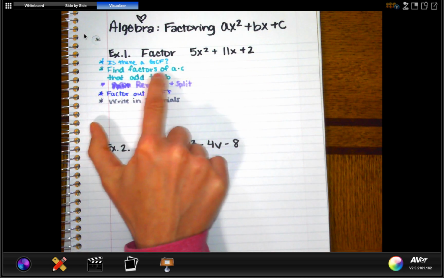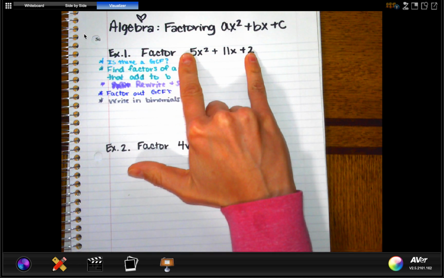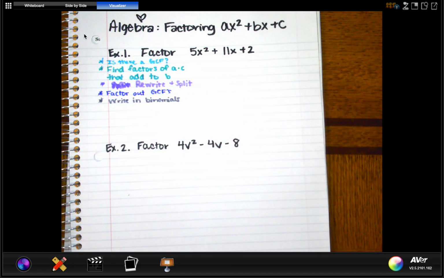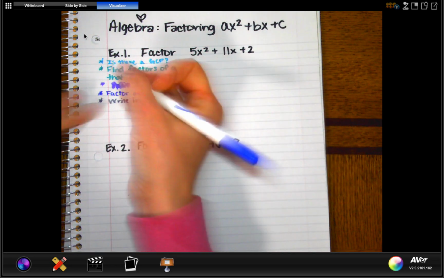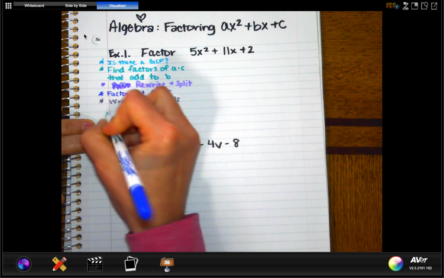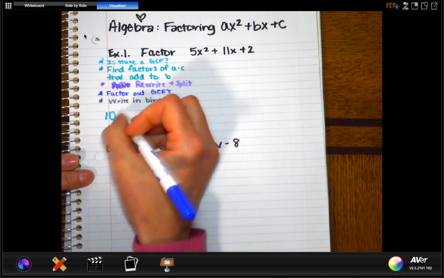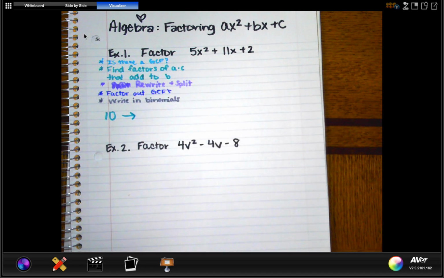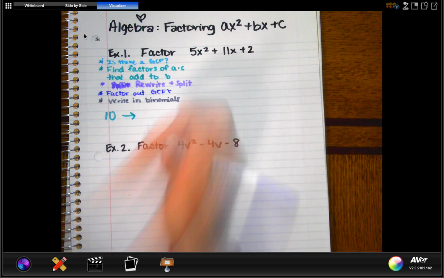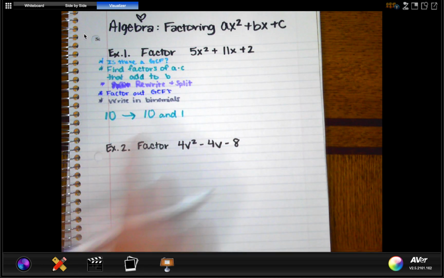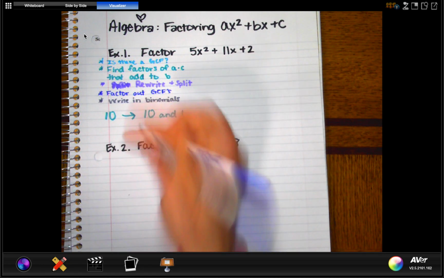Find factors of A and C, these outside ones, that add to get the middle guy. If you sit and think about that for a second, A times C, 5 times 2 would be 10, and I'm going to write that down here. Factors of 10 that add to get 11 would be what? You guys are like, oh, 2 times 5. No, how about 10 and 1? Yeah, 10 times 1 is 10, but 10 plus 1 is 11.